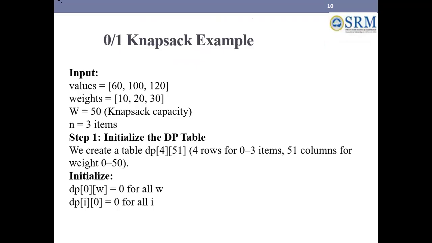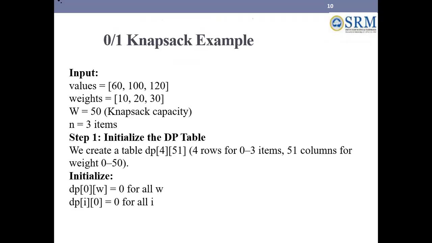Input, for example, there are 3 items. Values are 60, 100, 120. Weights of the items are 10, 20, 30. And the knapsack capacity is given as 50. N equal to 3, number of items is 3. And step 1, initialize the table.